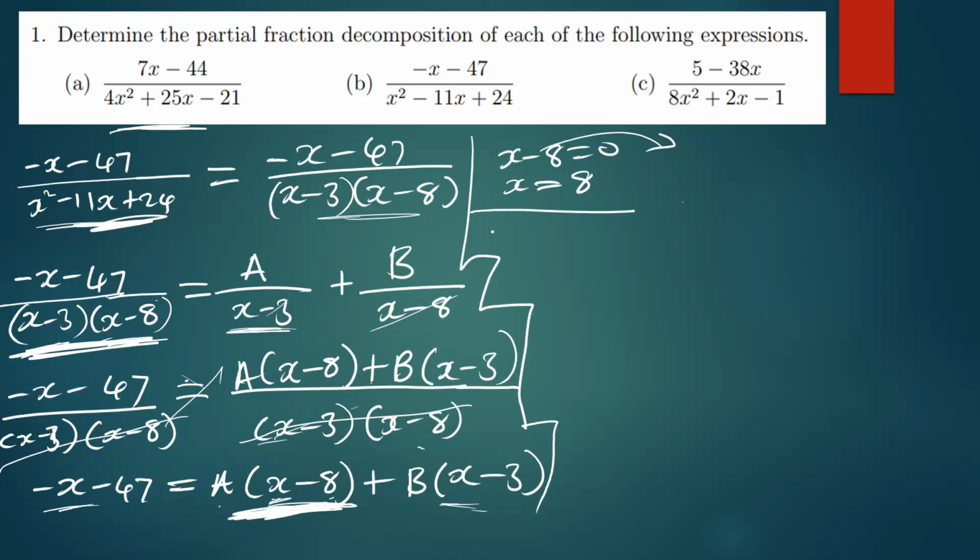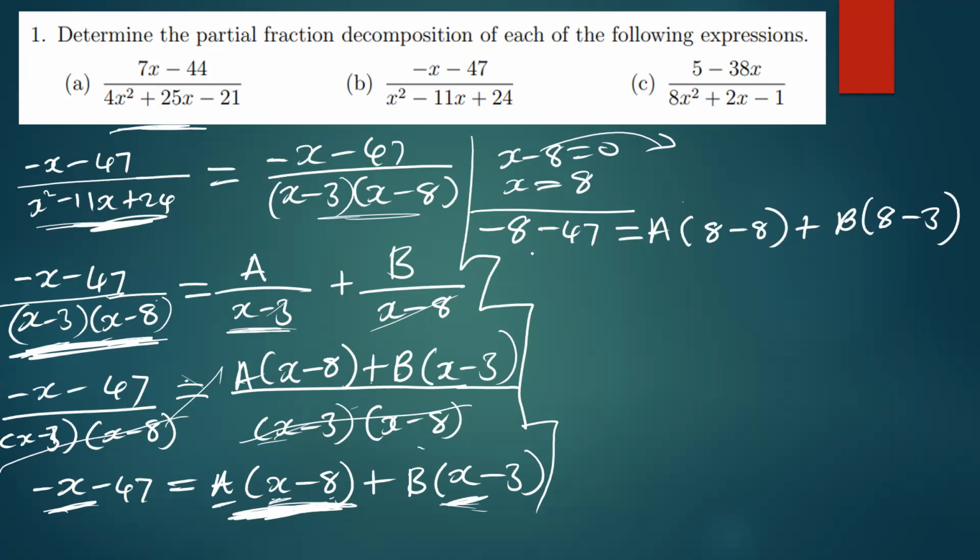When we replace the first one there, what is x there? If we put 8, we're going to have negative 8. Then we have negative 47 being equal to a, open brackets, where there's x, we're putting 8. So we have 8 minus 8. Then we have b, open brackets, where there's x, we're putting 8. So we have 8 minus 3 there. So negative 8 and negative 47 will give us negative 55 this side.